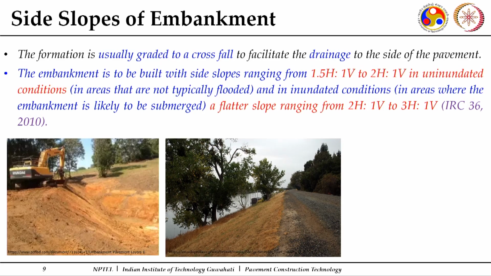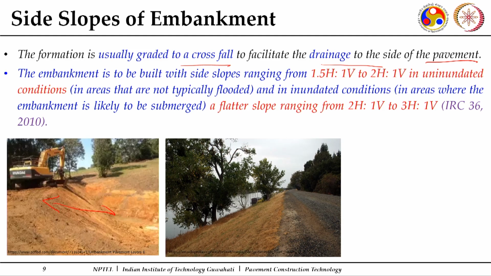Now, as I mentioned, for the side slope, when you have a firm ground, one major consideration is what type of side slopes you are going to provide. The formation is usually graded to a cross slope. You will give a cross slope whenever you put these layers, whether you construct a subgrade or an embankment, to facilitate drainage to the side of the pavement. This is the purpose of it.